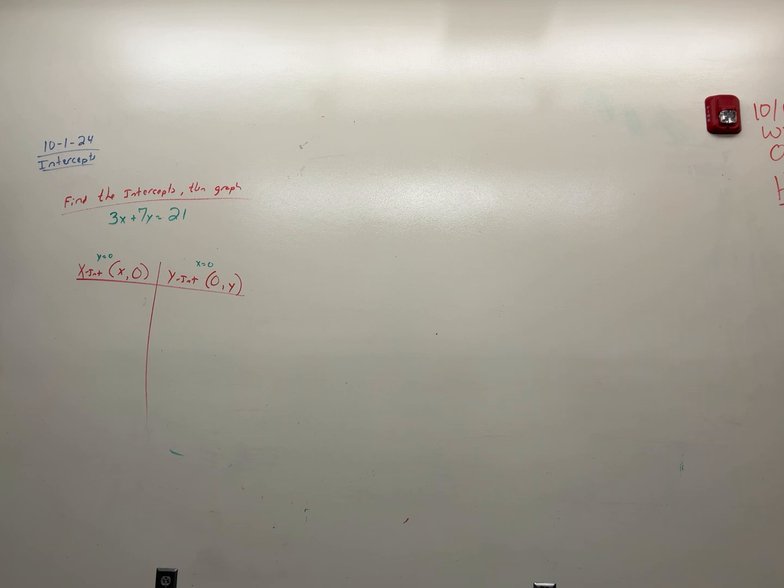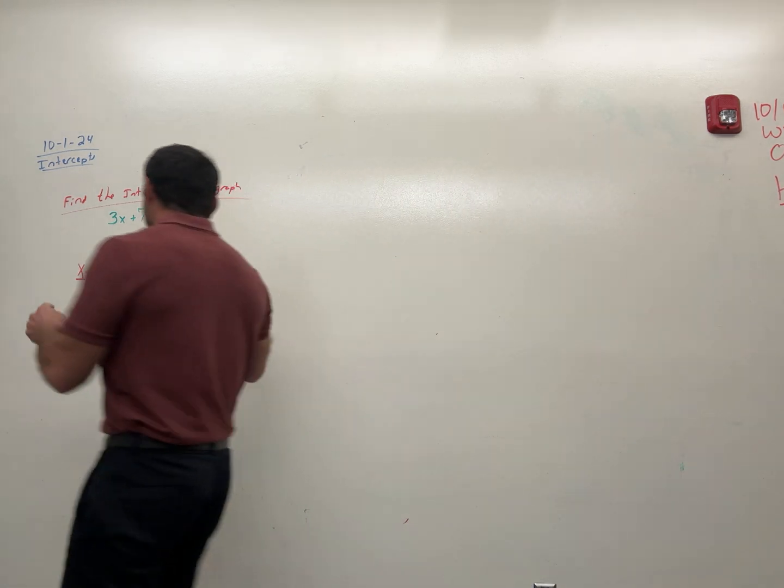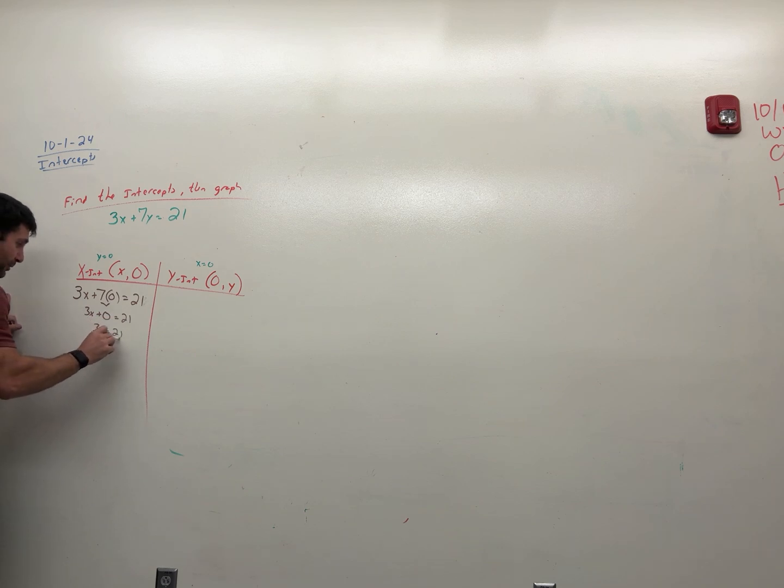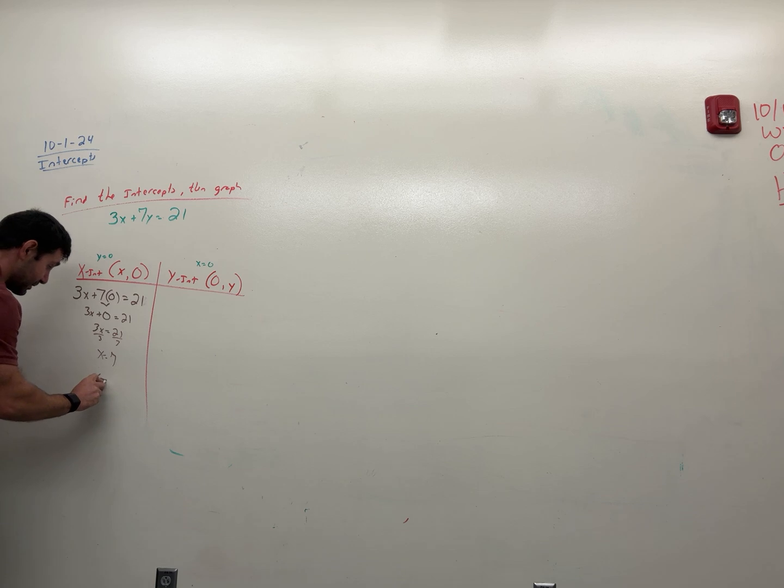Okay, nothing to it. Here we go. So, for an x-intercept, y has to equal 0. So I say 3x plus 7 times, what's y? 0 equals 21. 7 times 0 is 0. So now I have 3x plus 0 equals 21. That gives me 3x equals 21. Divide by 3. X equals 7. Yay! I'm not done. Because that's not an answer. The answer is 7, comma 0.